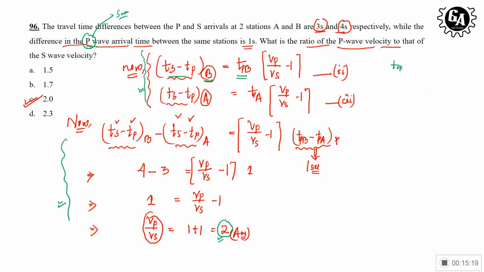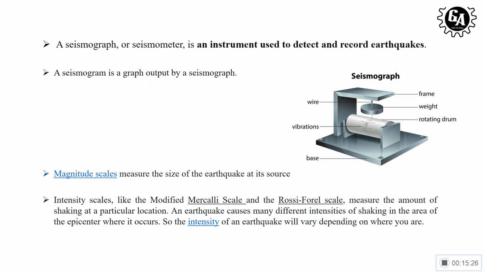Okay, let me give additional information about what a seismometer, seismograph and seismogram are. Seismograph is basically the instrument. It is not like a graph. Seismograph means seismometer, the instrument that is used to detect or record the earthquake. And seismogram, gram is basically the graph, the output. This is the signal that comes, basically the output.